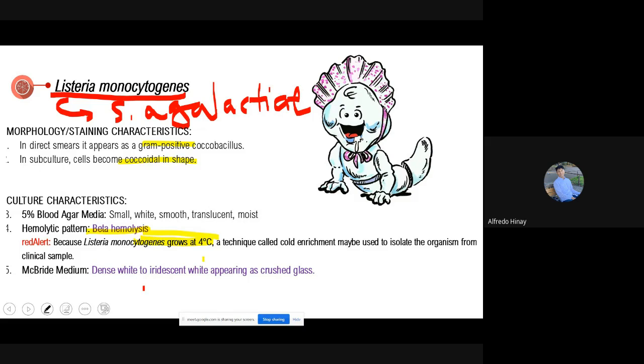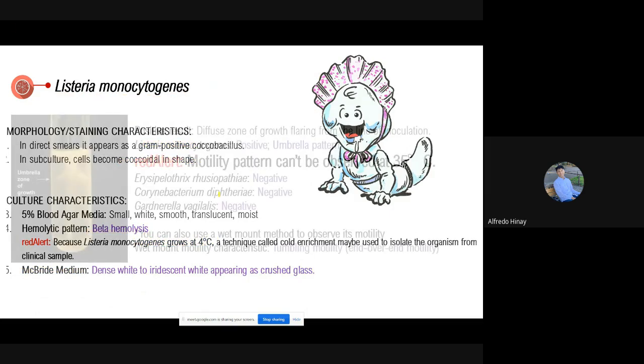With the previous board exam, they usually ask class kung what culture media is appropriate for Listeria monocytogenes. Alam natin kaagad class na ang culture media is your McBride medium. But recently, class, tinatanong na kung ano yung culture characteristic nila pagdating sa McBride medium. Kaya sinulat ko na lang din yung characteristic which is crushed glass appearance class. Ito lang naman yung importante class, crushed glass appearance. Okay, so take note with that one. Yan yung typical colony characteristic natin pagdating kay McBride medium class.